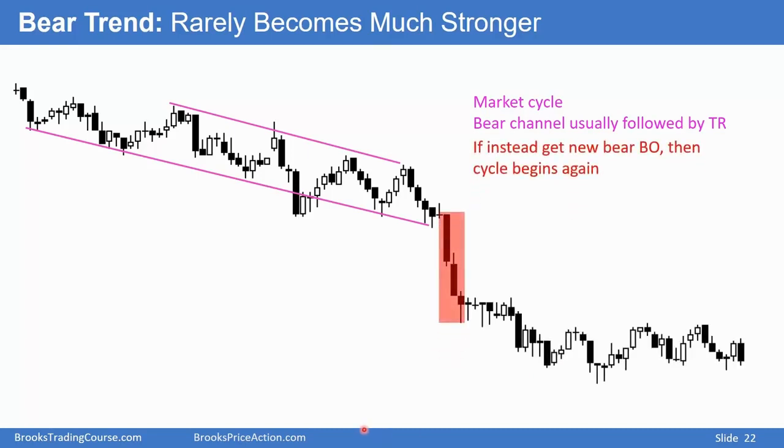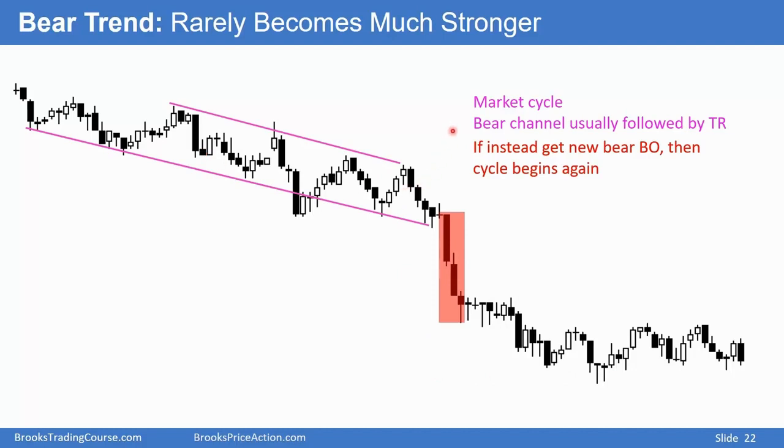This is an example of that 25%. I like to see consecutive big bear bars. Big bear bar, follow-through big bear bar. When I see that, I think of it as the market cycle starting over again. Breakout, and then pull back by going sideways, and then channel down.